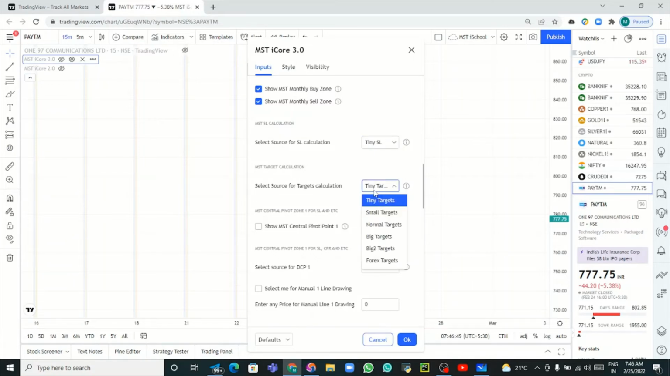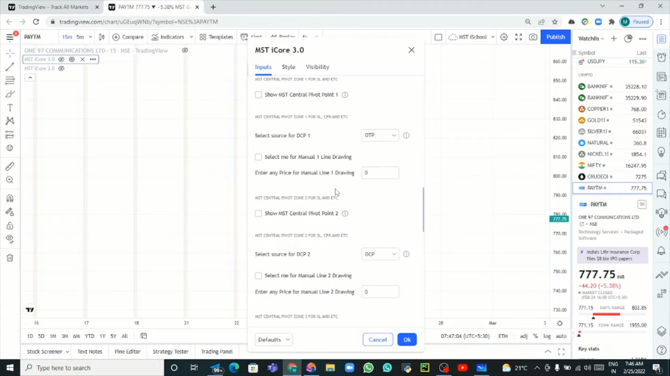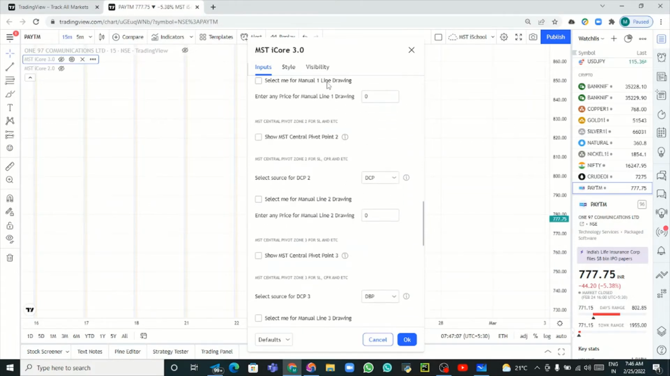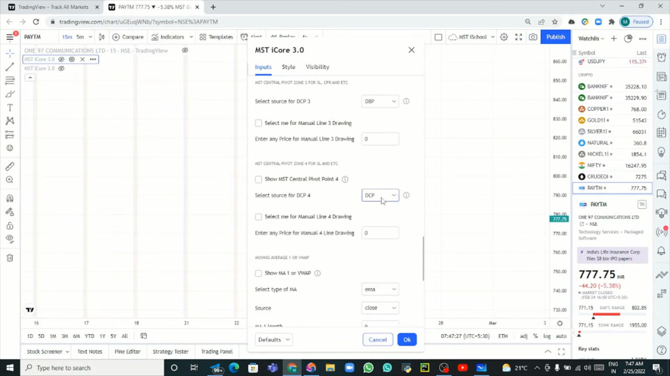Similarly for the forex targets, there the MST central pivot point 1 was there, here also it was there, but here we have given extra. What is that extra? First sell SL, similarly first buy target 4 and all. Then we have given manual calculation for drawing a line. Then MST central pivot point 2. Then first extra target 5, first buy target 5, first sell target 5 we have given. Then 3. So here we have given extra targets for the 6. Then we have given extra targets for the 7.